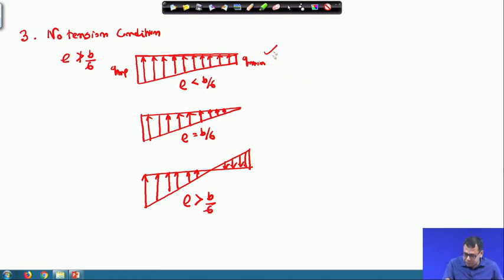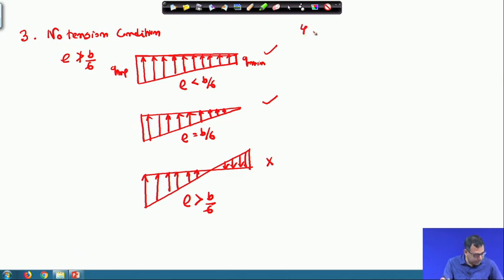So, these two are okay for the design; this one we will not accept, because soil cannot take tension. There will be a separation between the soil and the wall base, so that is not recommended. So, you have to check the no tension condition, that e cannot be greater than B by 6, because we will design under these two conditions only.